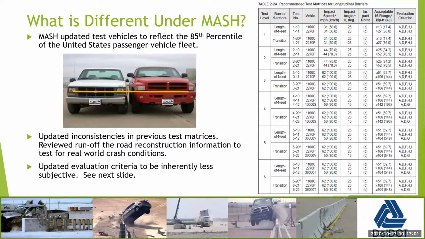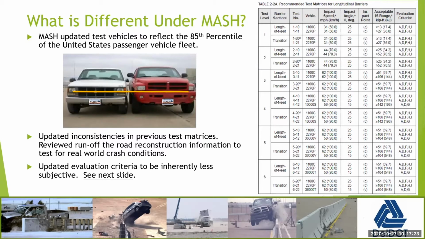So you can see over here on the right side, I have the test matrix that the crash tests are performed at, and you can see the impact angles are very consistent. The speeds are very consistent. In the previous NCHRP report 350 criteria, these varied a little bit, and they've reduced that variability and made it much more straightforward, and also in correlation with the real world crash conditions.